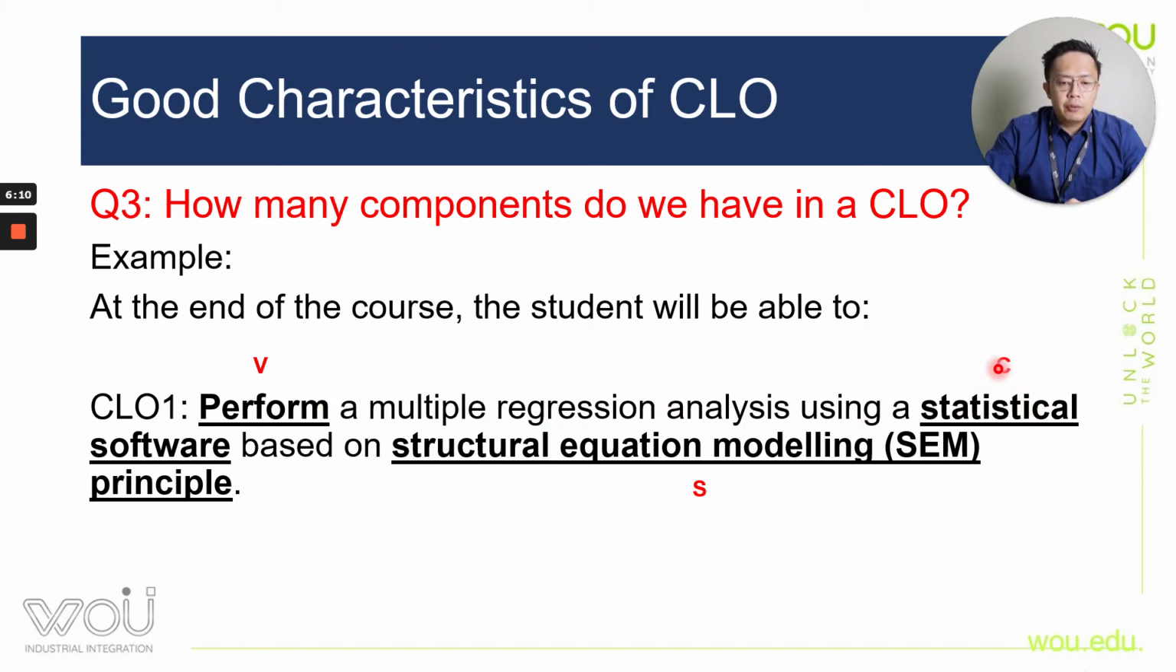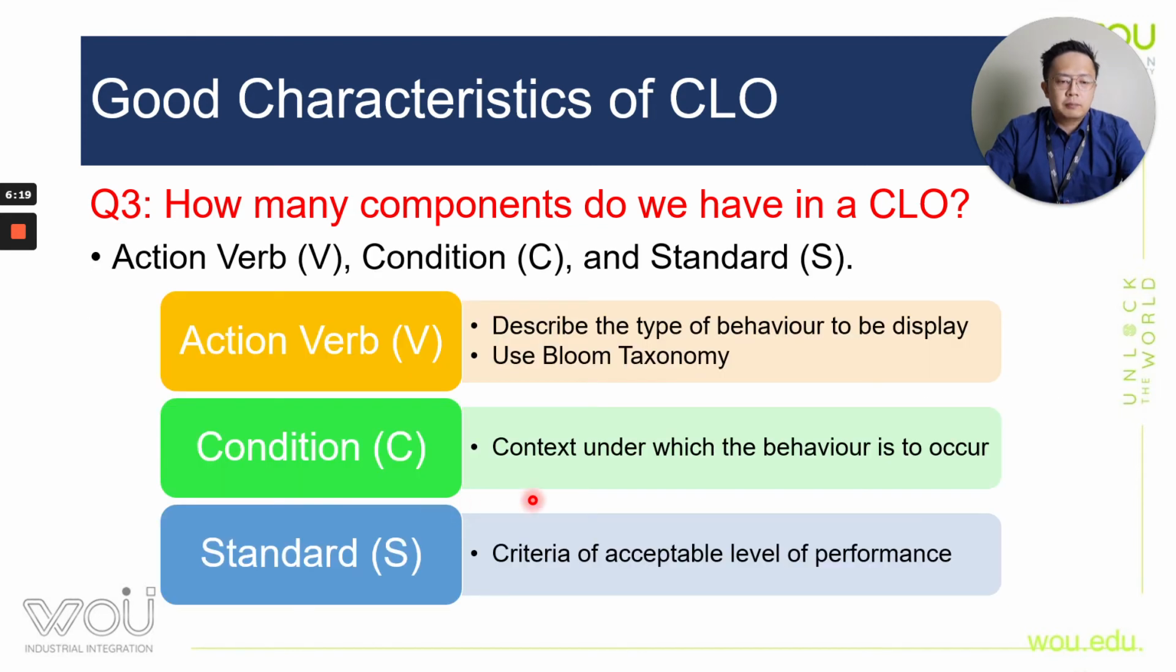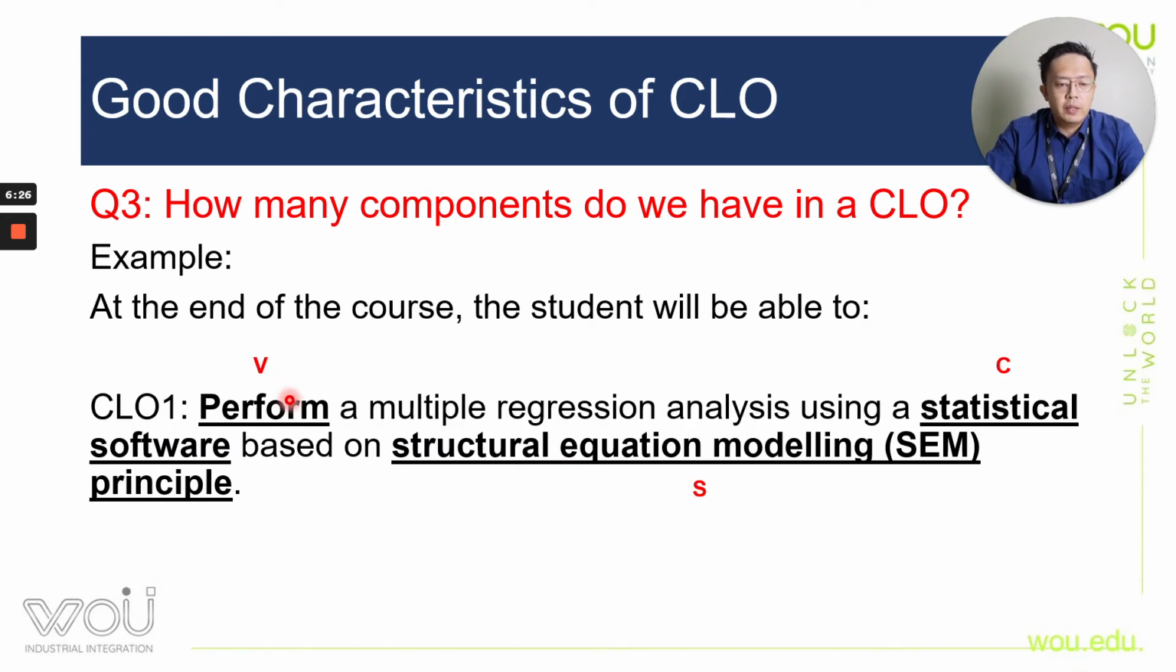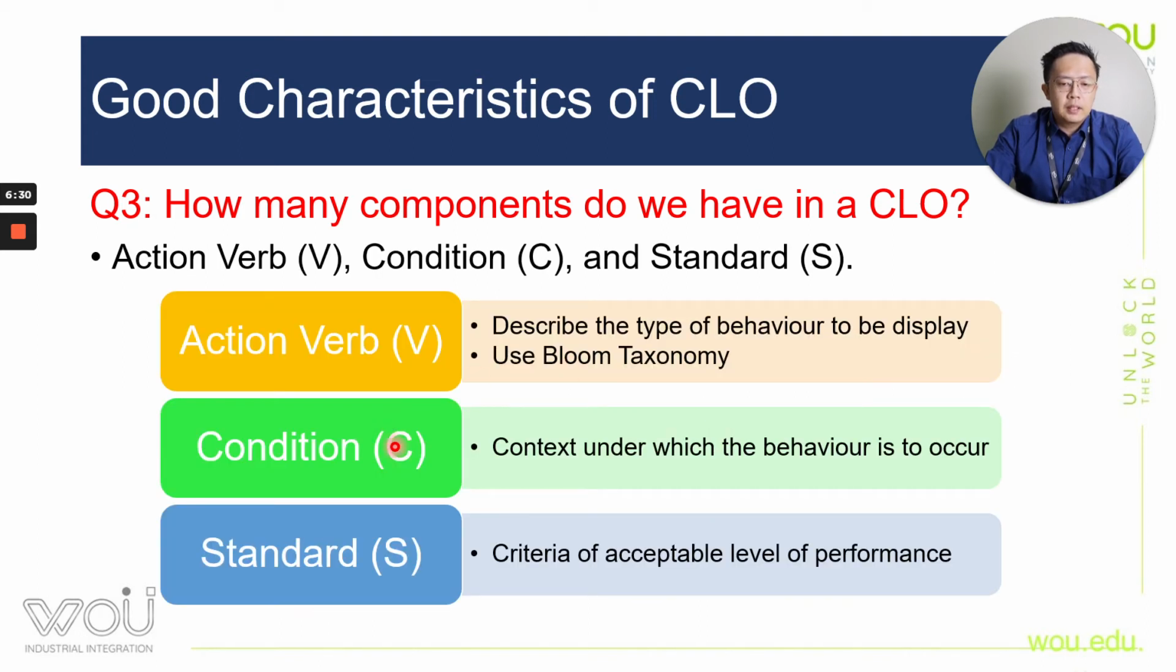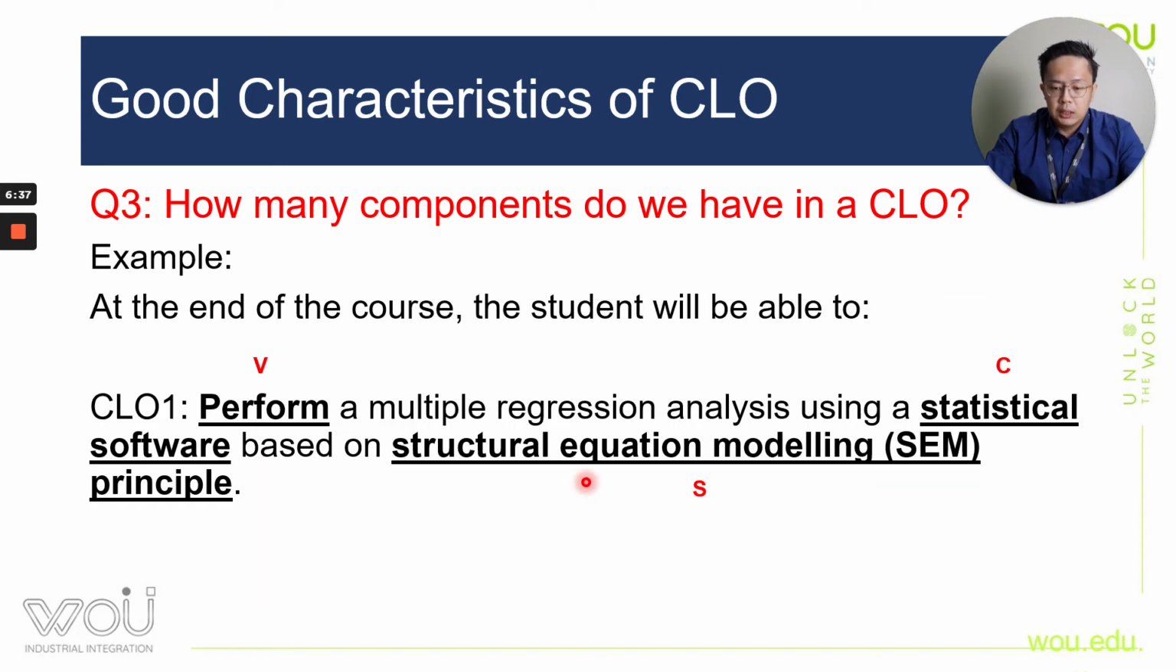C is a condition over here. Perform multiple regression using what? Statistical software. And then, based on what standard? Structural equation modeling principle. So if we go back again, the action verb will determine what type of behavior to display. So in this case, we want the students to perform a multiple regression analysis. Then, the condition will spell out under what context the behavior is to occur.